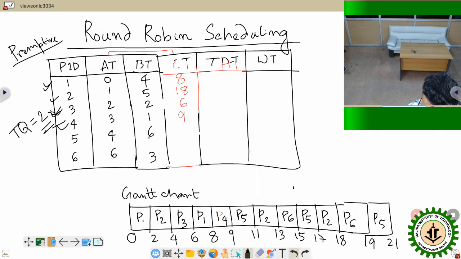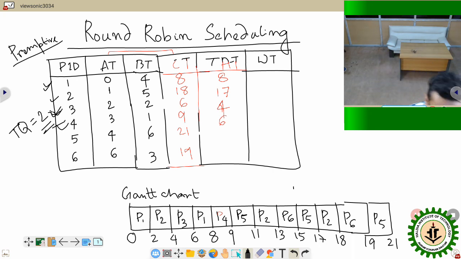Okay, so turnaround time: 8 minus 0 is basically 8. 18 minus 1 is basically 17. 6 minus 2 is basically 4. 9 minus 3 is basically 6. 21 minus 4, what is it? 17. Okay, 19 minus 6 is basically 13.